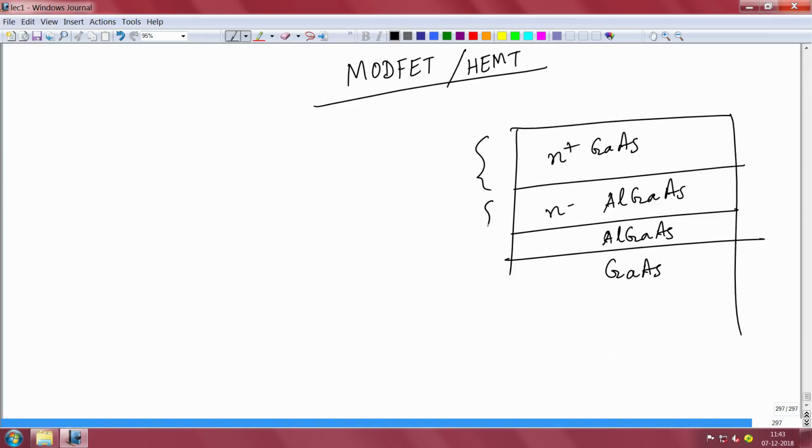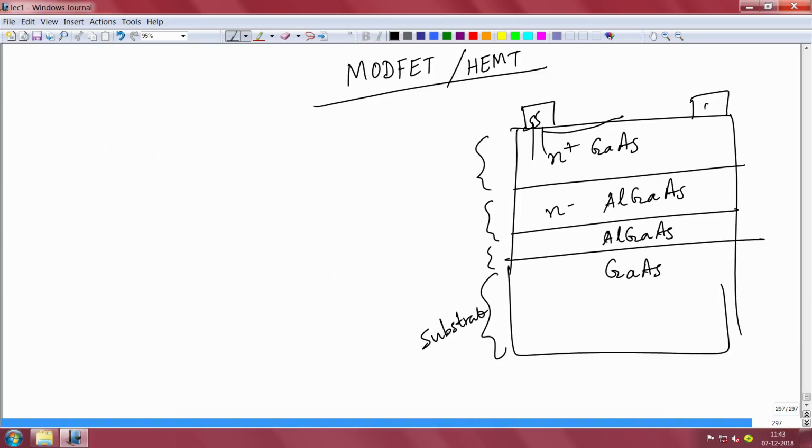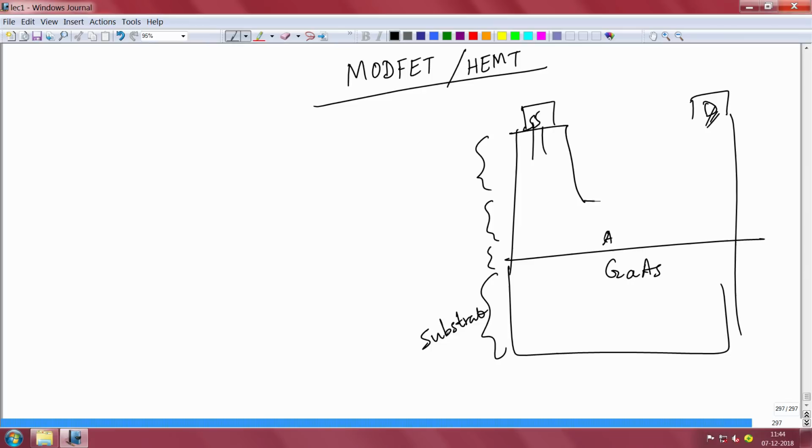Okay, essentially what happens is that you want to make a source drain contact here. I told you the source drain contact will be here, very good, and then what you will do is that you will etch the middle region so that you only have a region like this, right? So your gate will come here and the gate will be on top of your AlGaAs that is doped, right? And then there is AlGaAs which is also undoped.